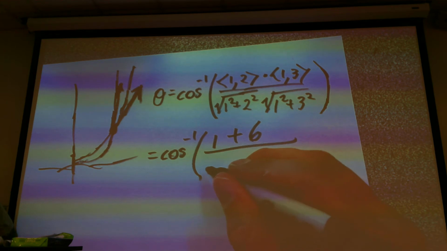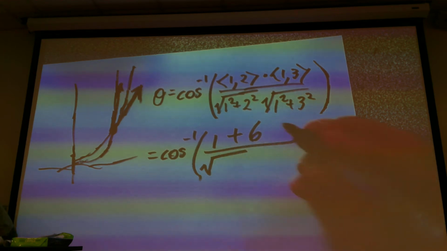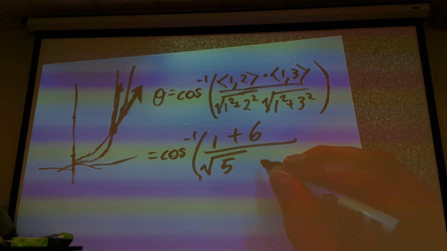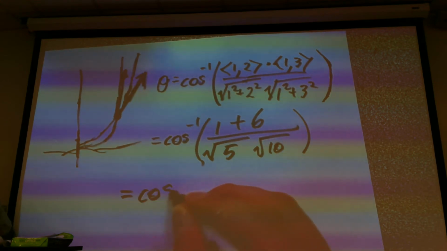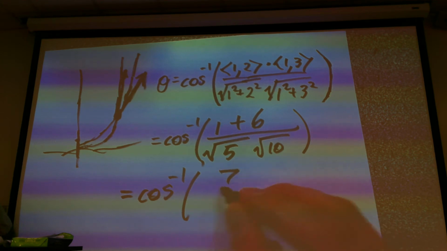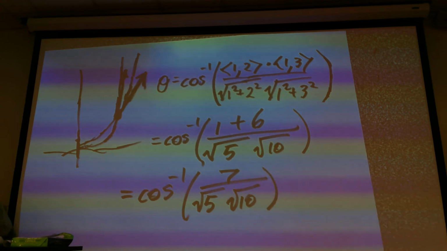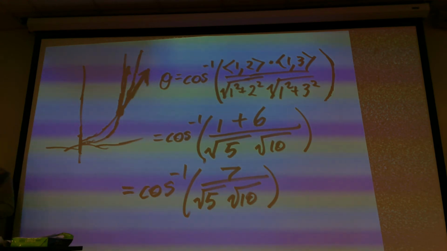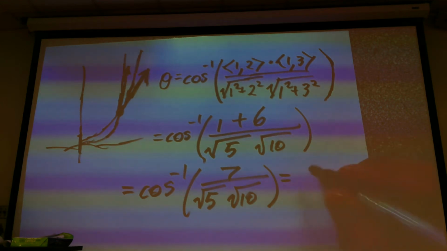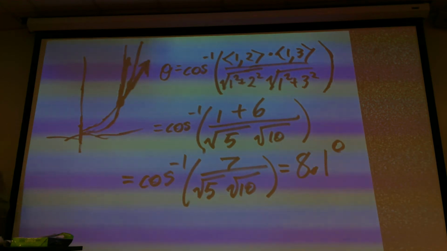Now divided by the square root of 1 squared plus 2 squared, which is going to be 5, and then 1 squared plus 3 squared, which is 1 plus 9. That's going to be the square root of 10. So it equals cosine inverse of 7 over root 5 root 10. And what does that come out to be? Once again, I plugged it into Wolfram because nobody knows what cosine inverse of 7 divided by the square root of 5 square root of 10 is. Almost nobody. That ends up being 8.1 degrees.